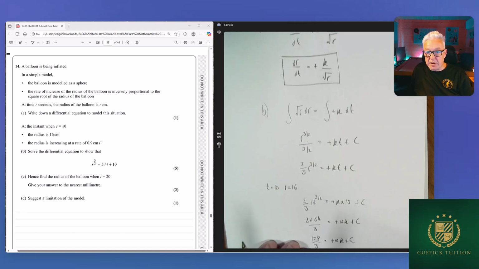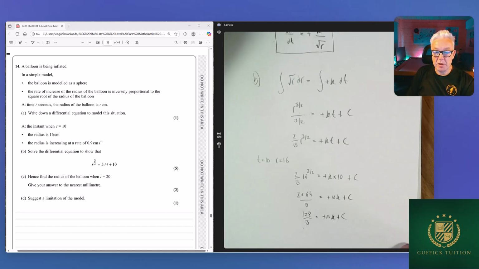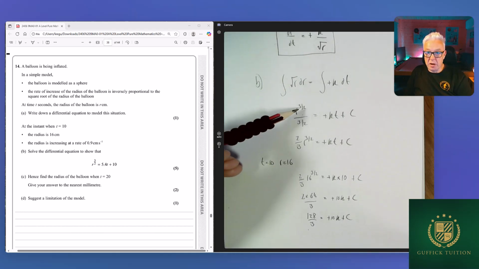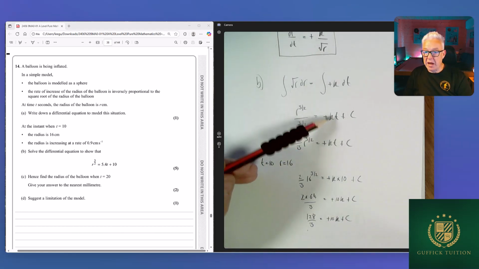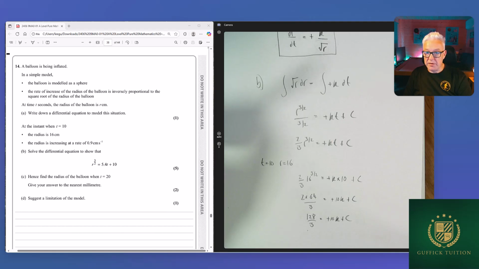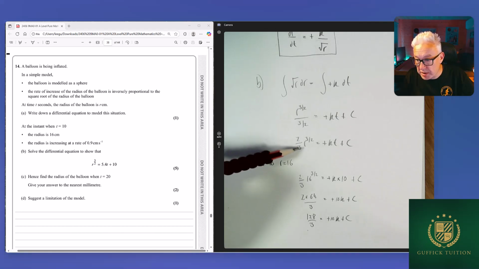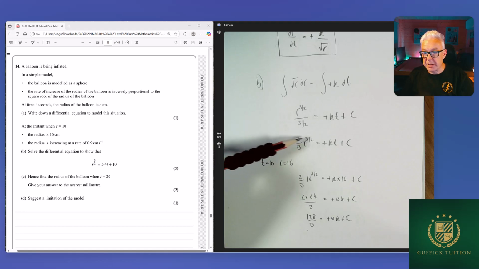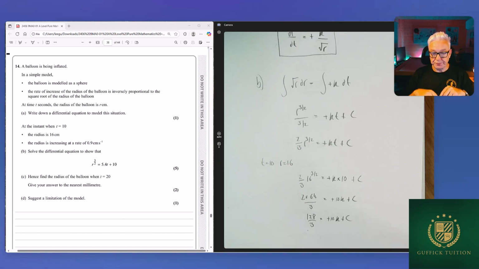Okay, so therefore we're now going to integrate. So we raise the power by 1 and divide by the new power. So root r goes to r to the 3 over 2 divided by 3 over 2. And then we have k is going to go to kt add c. Okay, so we've now integrated. And r to the 3 over 2 divided by 3 over 2 can be thought of as 2/3. Okay, so that's going to be 2/3 r to 3 over 2 is equal to kt add c.